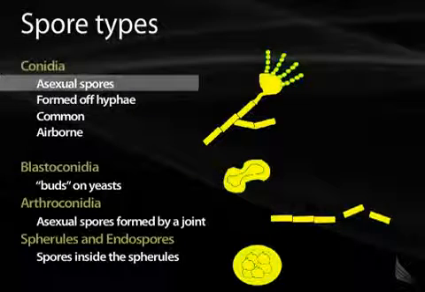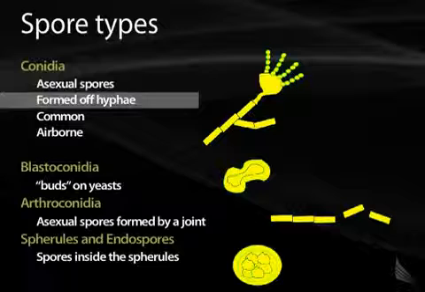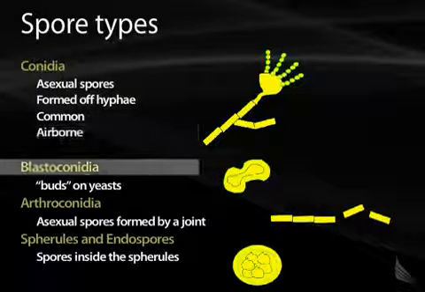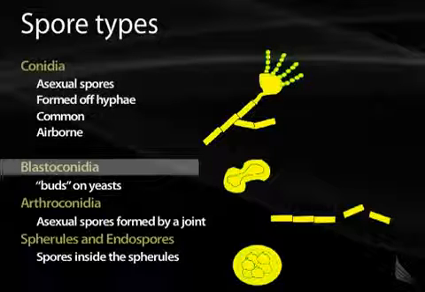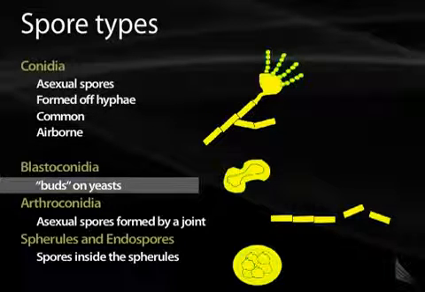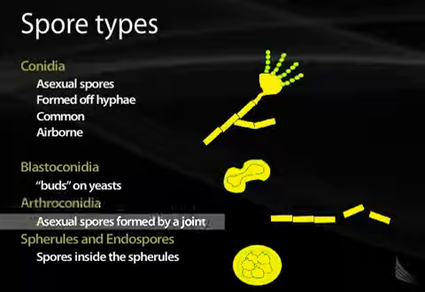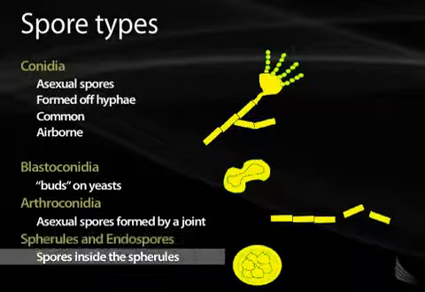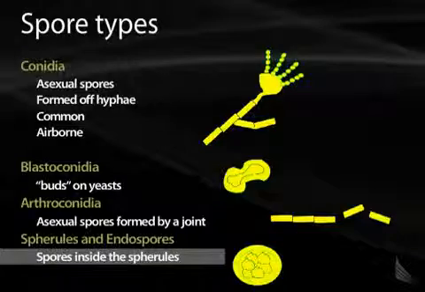With the conidia, these are asexual spores. They're formed off of the hyphae, and they're common and frequently found airborne. Blastoconidia, you'll see more with blastomycosis, is where it buds off of a yeast. Arthroconidia are asexual spores formed by a joint, and spherules contain endospores, which are spores inside the spherules.